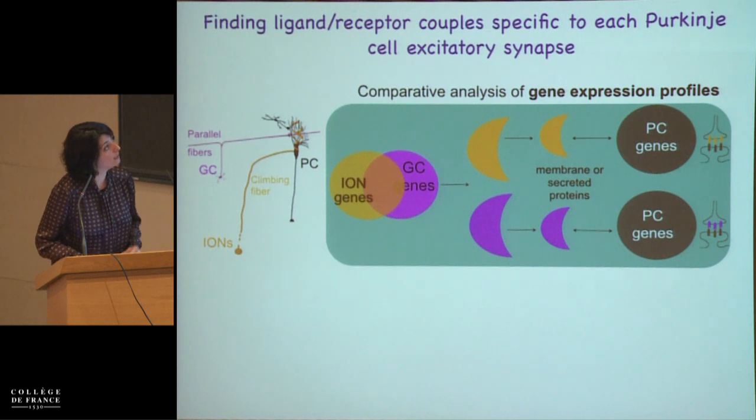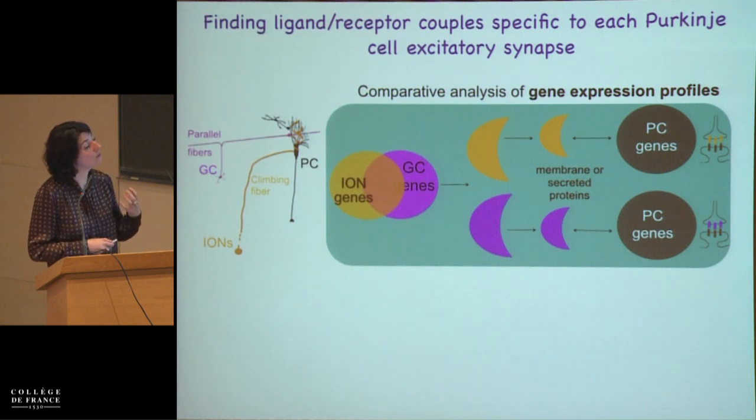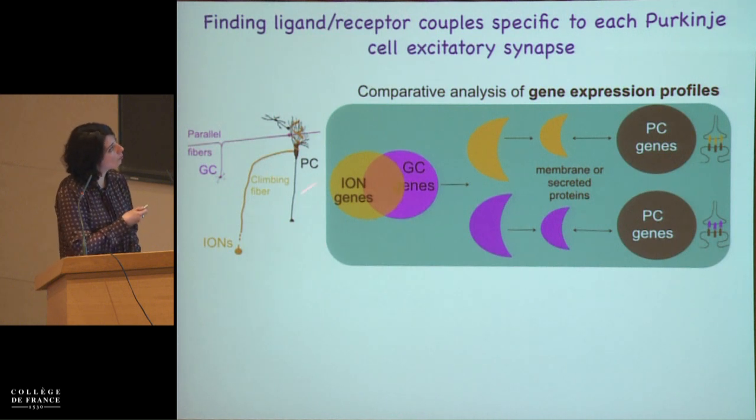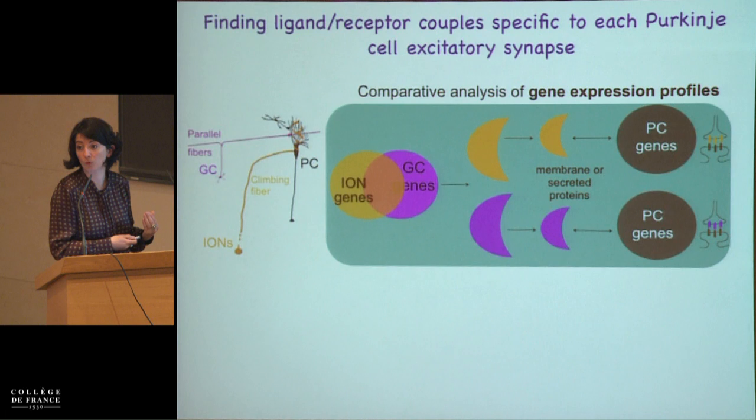So to address this question, we performed a gene expression analysis in the network. The reasoning was the following. If you know all the genes that are expressed by each partner in the network, and in particular by the two excitatory afferents on Purkinje cells, you can compare those profiles and extract from these the differentially expressed genes that are specific to each afferent. And in this list, you should be able to find the genes that code for membrane or secreted proteins. And if you compare those with the gene expression profiles of the target neuron, then you should find ligand receptor couples that are specific to each one of those synapses.